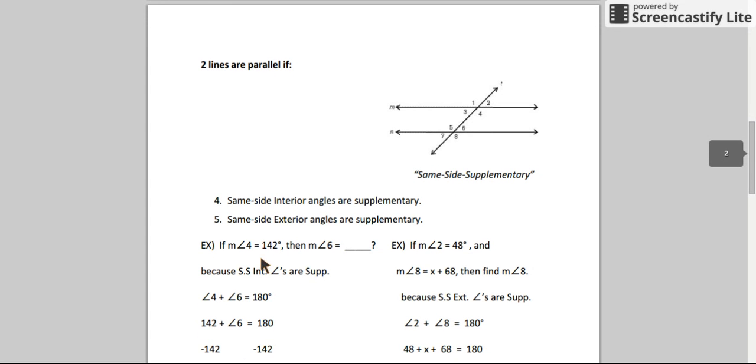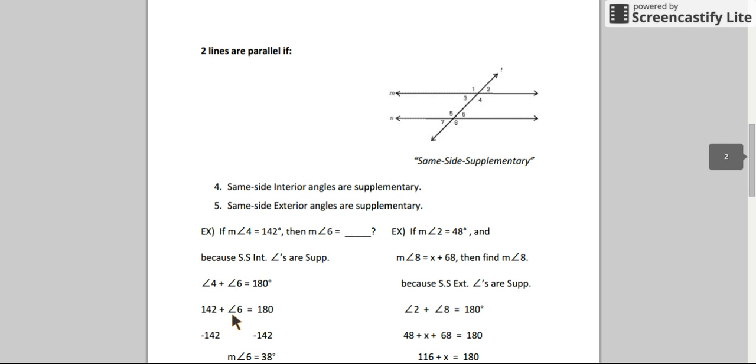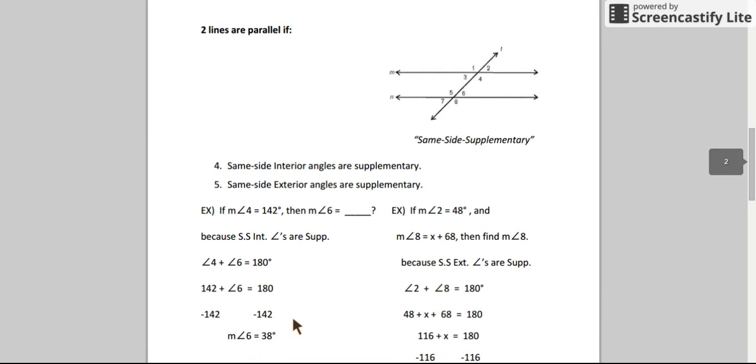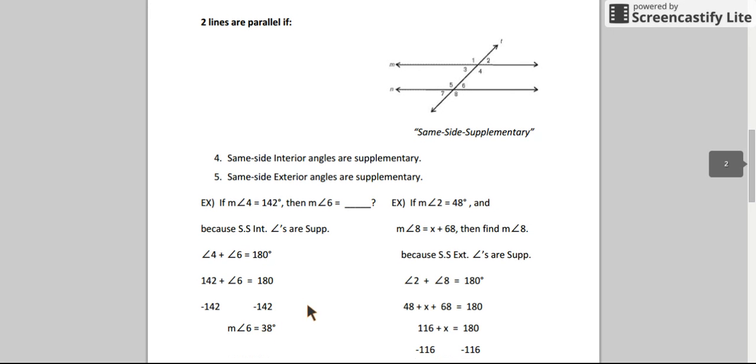So if the measurement of angle 4 is 142 degrees, then what is the measurement of angle 6? Well, angle 4 and angle 6 are same side interior angles, so they must be supplementary or add up to 180. So angle 4 plus angle 6 must add up to 180. Substitute the values that we got. Angle 4 we were told was 142, so 142 plus angle 6 must be 180. Subtract 142 from both sides, and you get the measurement of angle 6 is 38 degrees. You can then check it, make sure it adds up to 180.